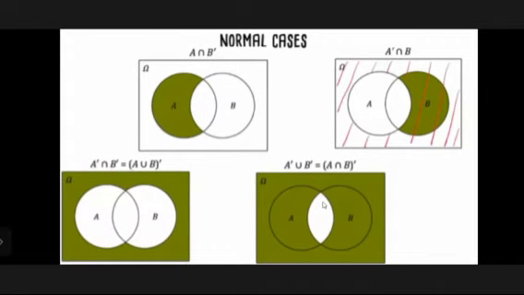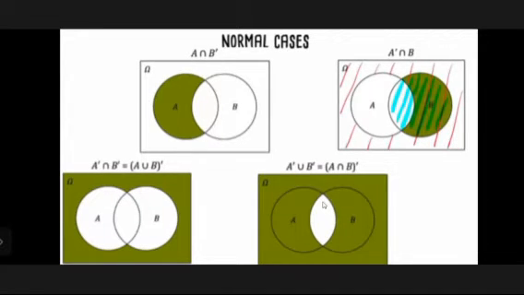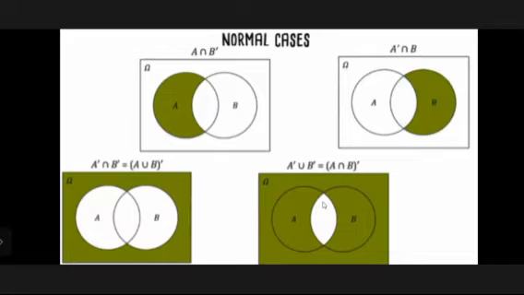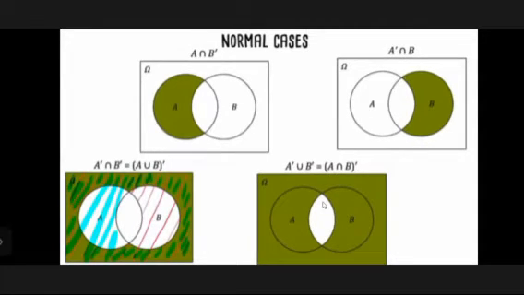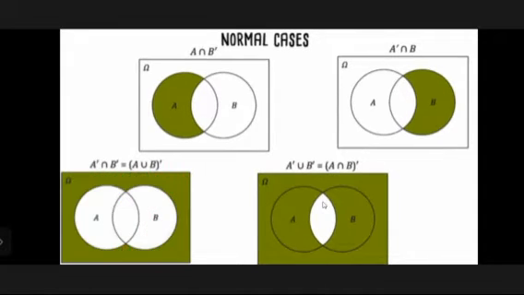Second, event A prime intersect with B. The red line represents the region of A prime, and the blue line represents the region of B. Then the outcome of the intersection is this region. Third, event A prime intersect with B prime, the region of A prime and the region of B prime. Their intersection region is this region, which is the region not including A and B.